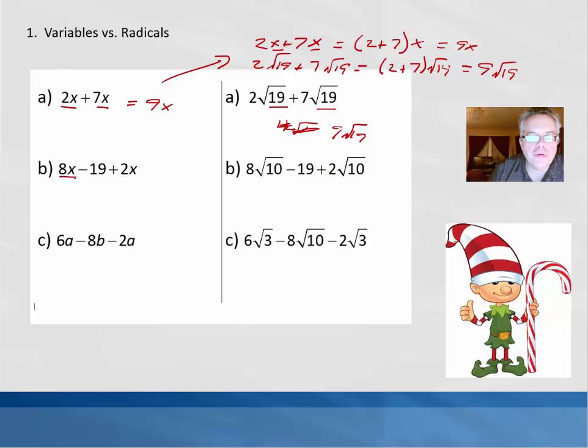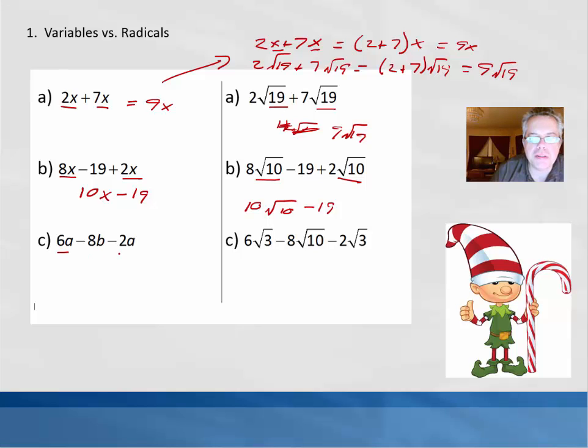So we know very well to look for terms that are like terms. The 8x and the 2x are like terms, so that's 10x. The minus 19, that's not a like term. It doesn't have the variable x, so we're just kind of stuck with it. 10x minus 19. Over here, this is really the same deal. Instead of x, we have square root of 10. It works the same way. 8 times square root of 10 plus 2 times square root of 10 is 10 square root of 10. And we still have the minus 19. So if terms have the same radical part, they're considered like terms, and we can combine them.